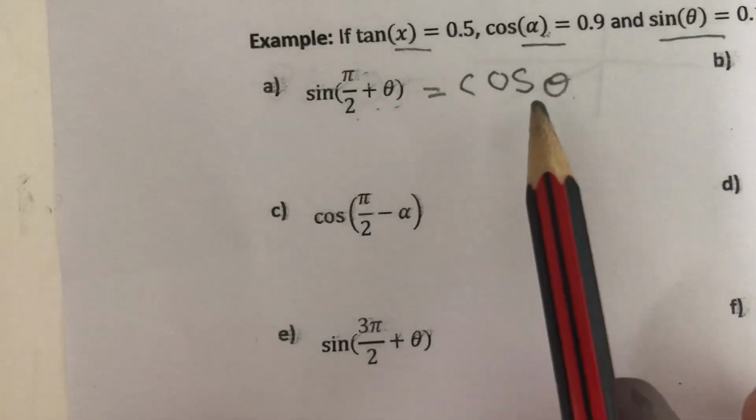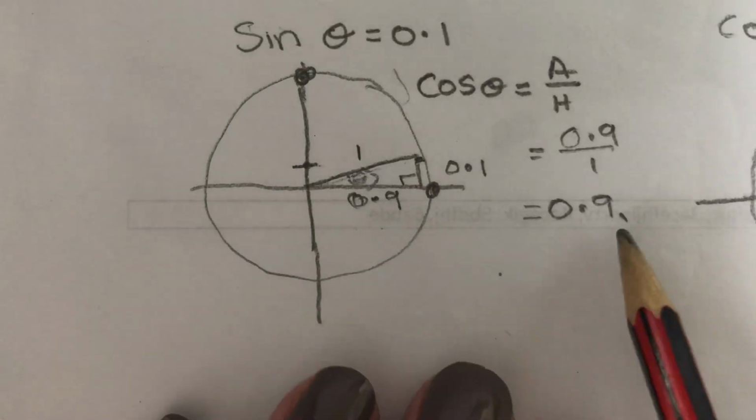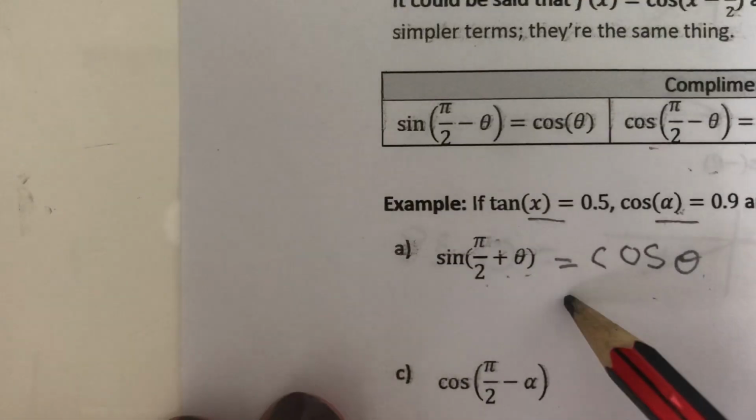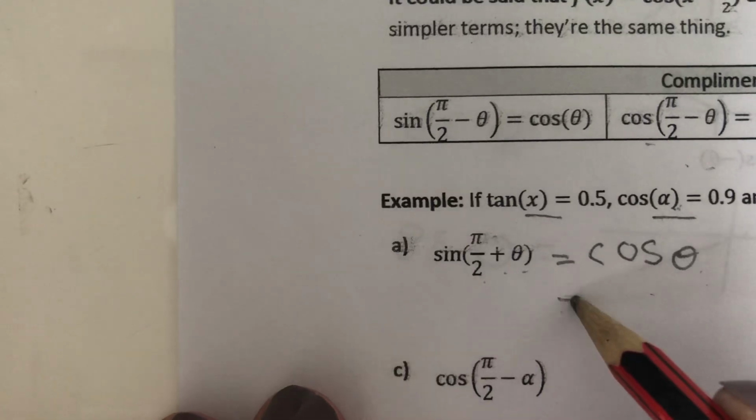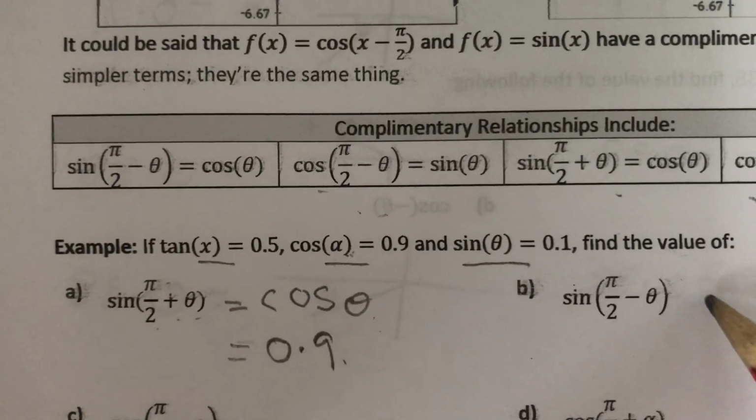Okay, so now we did put that it was worth for cos theta, and we worked out down here that cos theta is in fact 0.9. So our answer to that question is going to be 0.9. Okay, we can use the relationship again to do the next one. So sine pi on 2 minus theta is our first one up here, and that is going to be equal to cos theta.